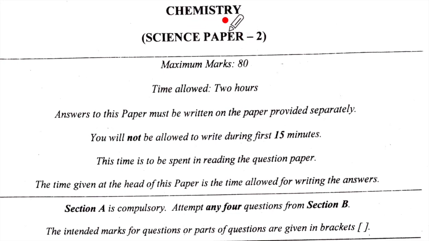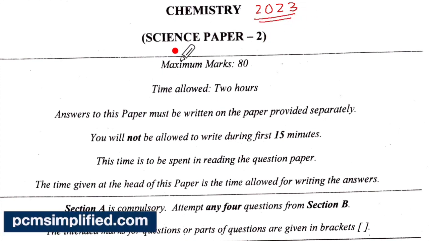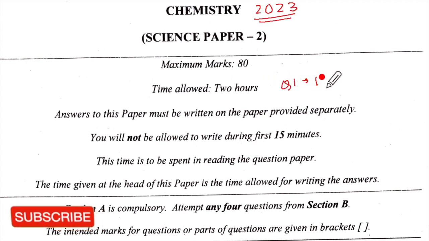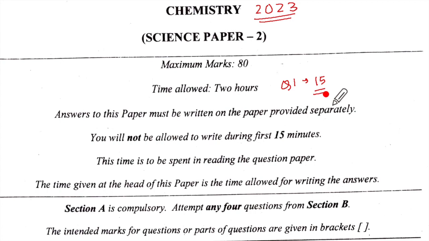This paper is your chemistry paper of ICSE board, that is 2023, which was yesterday. Now this is your science paper 2 and I have already solved section A question number 1, which was MCQ for 15 marks. Now in this video I will be solving question 2 and question 3.